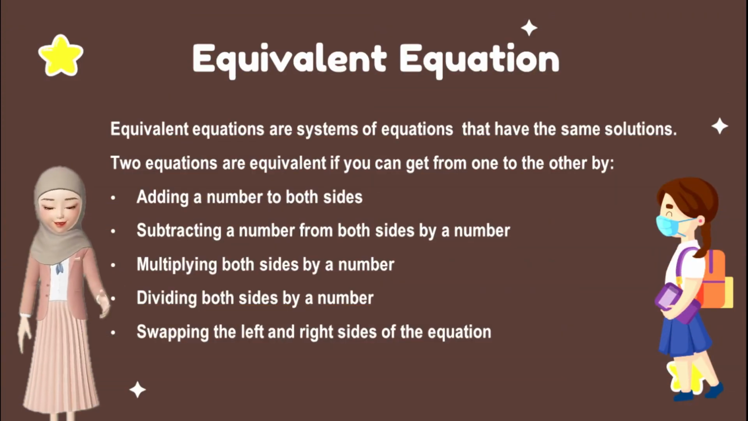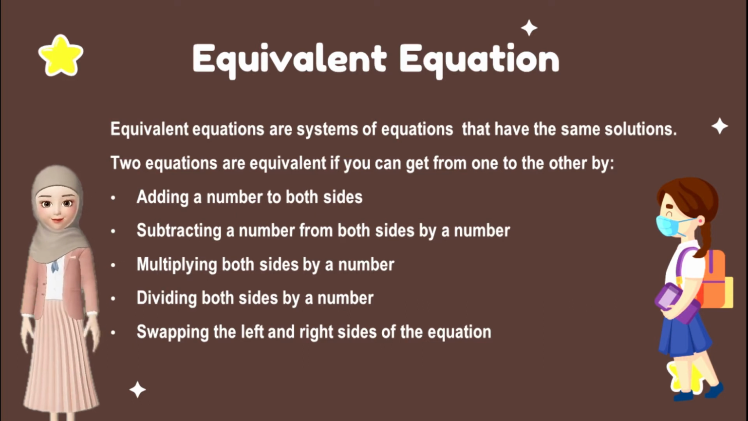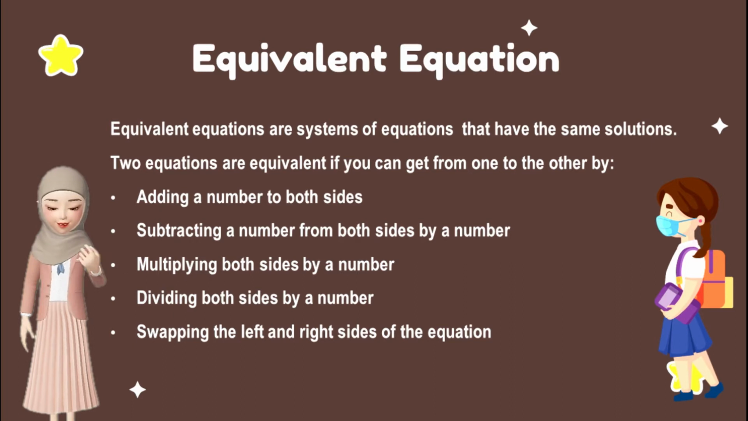Equivalent equations. Equivalent equations are systems of equations that have the same solution. Two equations are equivalent if you can get from one to the other by adding a number to both sides, subtracting a number from both sides, multiplying both sides by a number, dividing both sides by a number, or swapping the left and right sides of the equation.